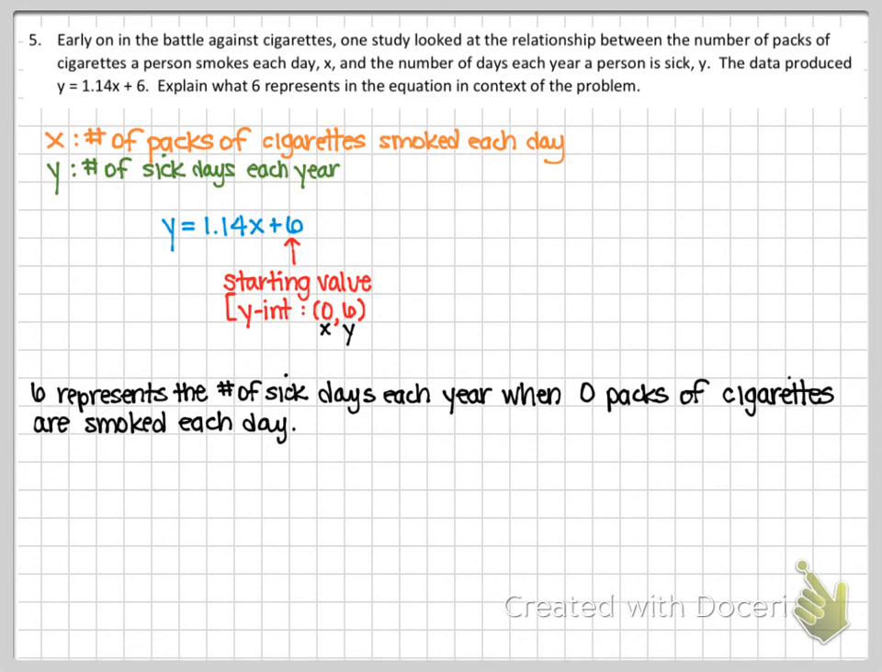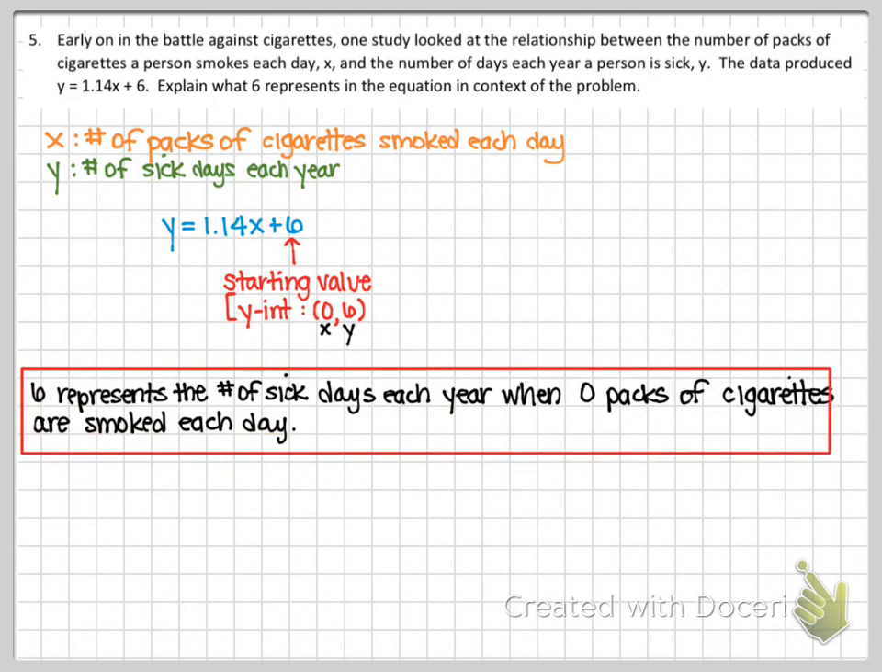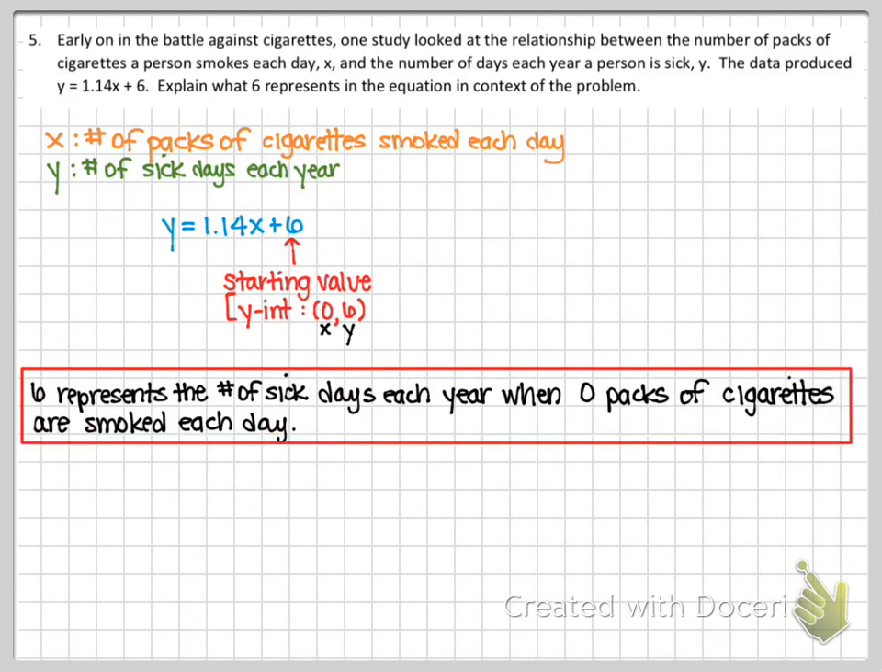Now again, just like with slope, this isn't the only way to say it. Another way to say it is, if somebody is a non-smoker, so they don't smoke at all, then the expectation is that they use 6 sick days per year. So, no cigarettes, 6 sick days.